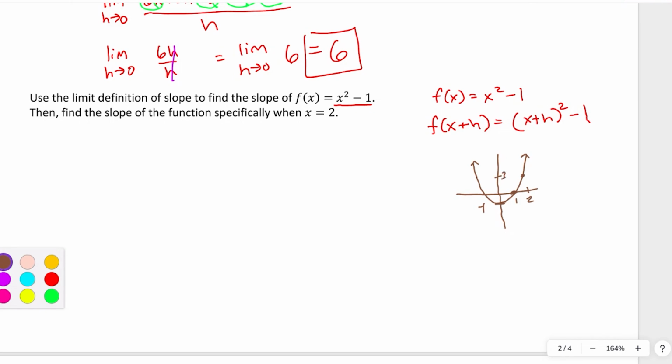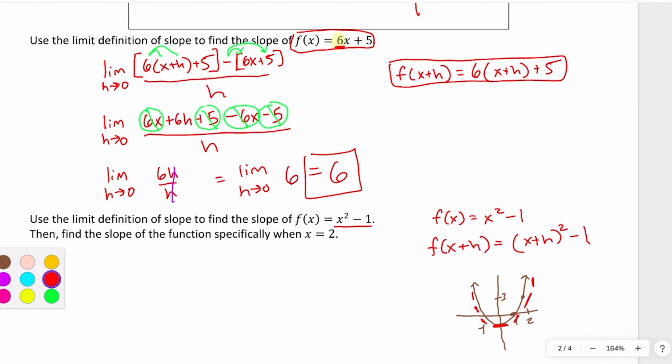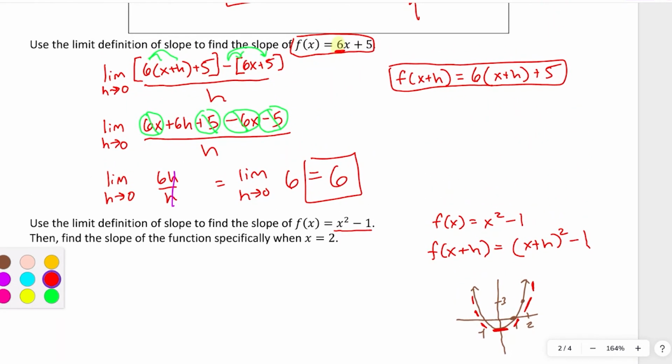And hopefully you see that the slope is not constant here. At the vertex, the slope's going to be 0. To the right of the vertex, the slope is positive, but it's kind of changing. On the left, it's negative. Again, it's changing. So it's different everywhere. And so what that limit definition is going to give us is an expression in terms of x.